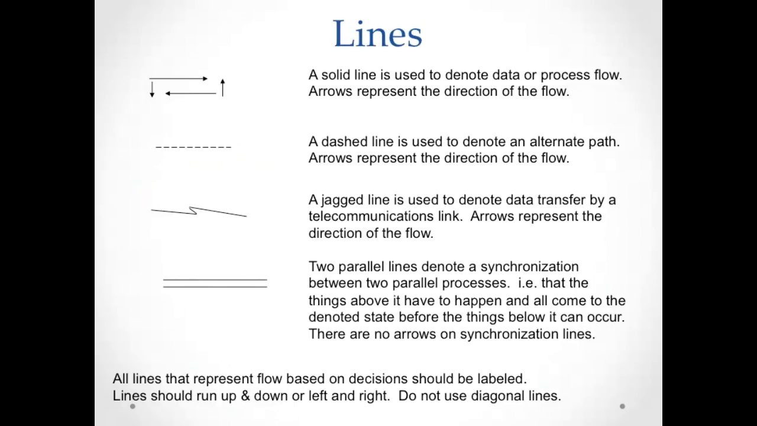In the 5807 standard, there are different kinds of lines. The solid line is just the normal process flow, and you put arrowheads on the line to denote the direction of the process flow. A dashed line can show an alternate path. Sometimes in a complex situation, you might have an alternate path.